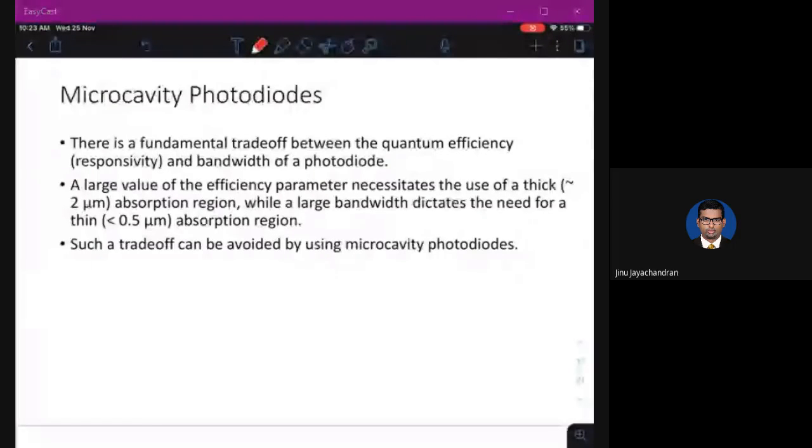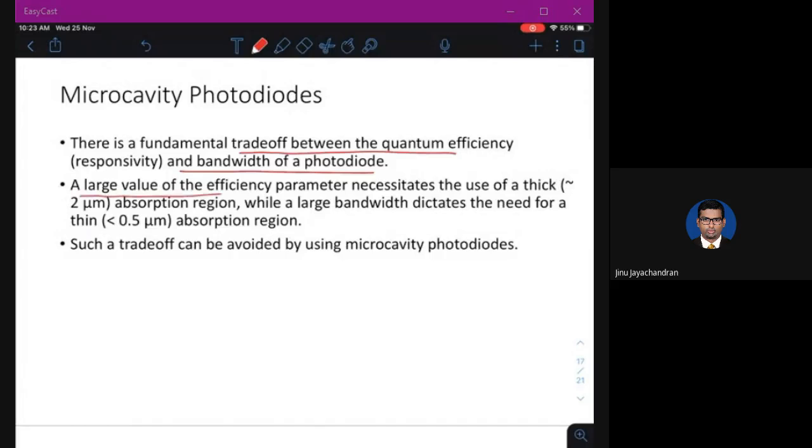But when you make the region thick, the problem is the electrons will take a good amount of transit time to cross the barrier, and this will reduce the bandwidth. So always there is a trade-off between quantum efficiency and bandwidth. So there is a fundamental trade-off between quantum efficiency and bandwidth of a photodiode.